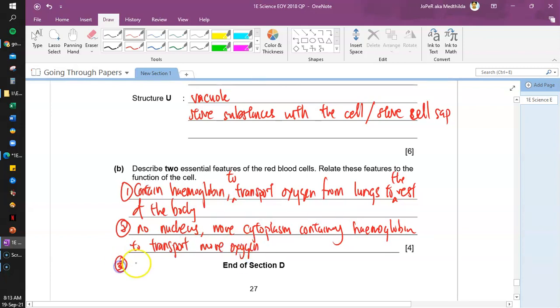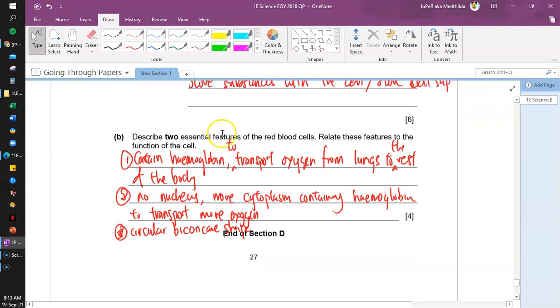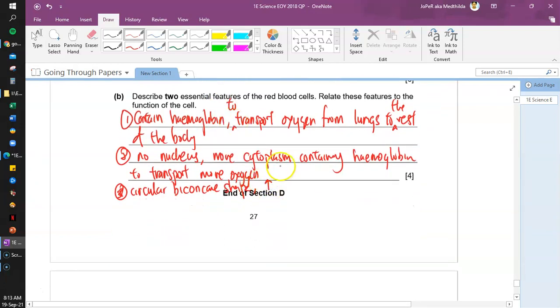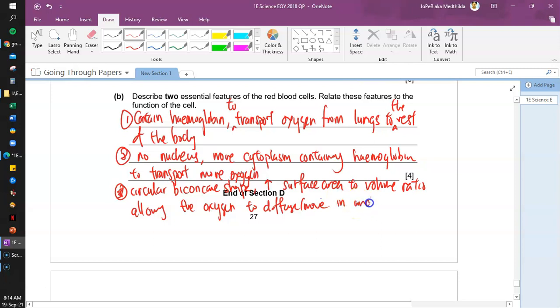Now, the third one, the last one, is about its shape. It has a circular biconcave shape. Now, how does this circular biconcave shape help? This helps to increase the surface area to volume ratio. By increasing the surface area to volume ratio, it allows the oxygen to diffuse in and out of the cell at a faster rate.